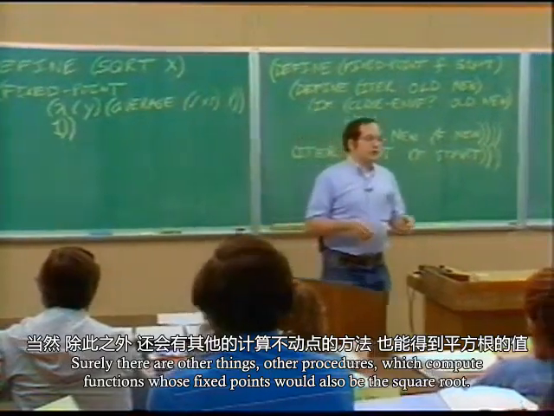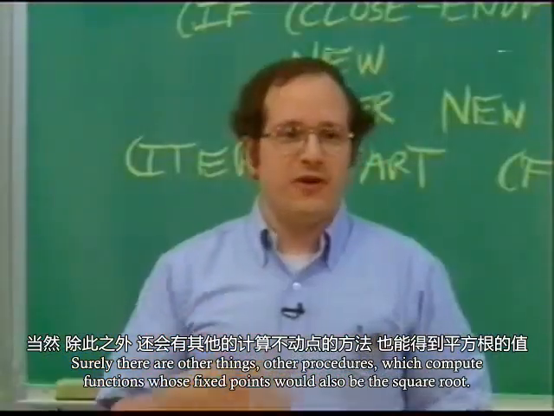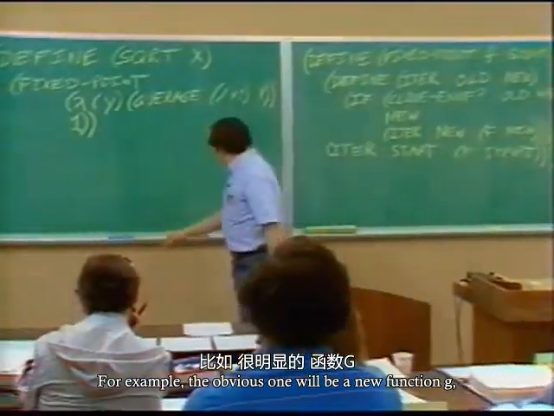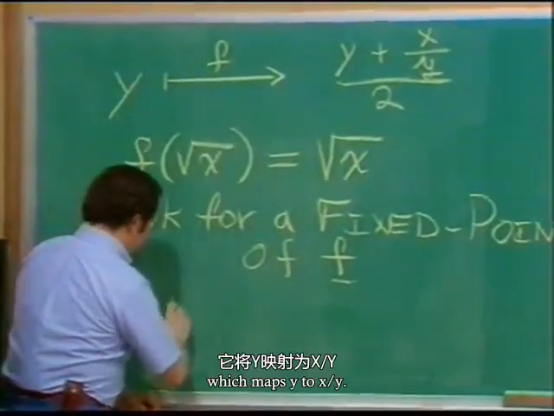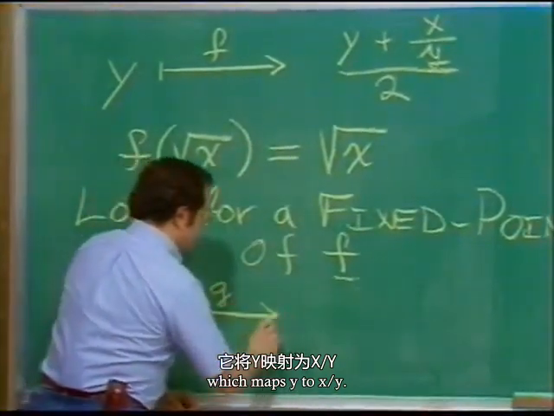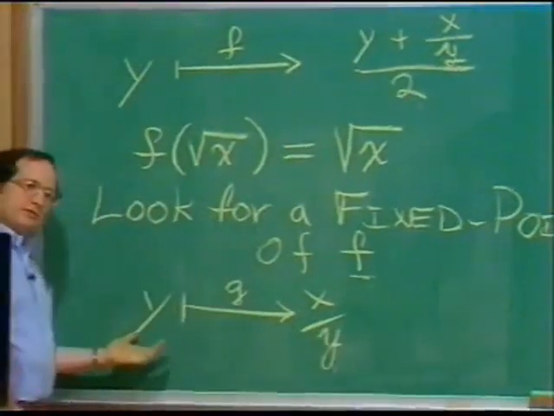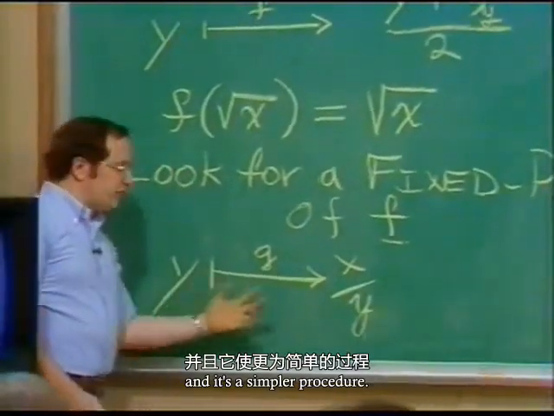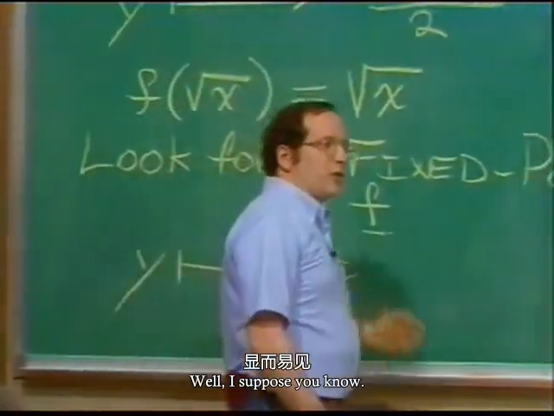Okay? I mean, surely there are other procedures which compute functions whose fixed points would also be the square root. For example, the obvious one would be a new function g, which maps y to x over y. That's even simpler. The fixed point of g is surely the square root also, and it's a simpler procedure. Why am I not using it? Well, I suppose we know.